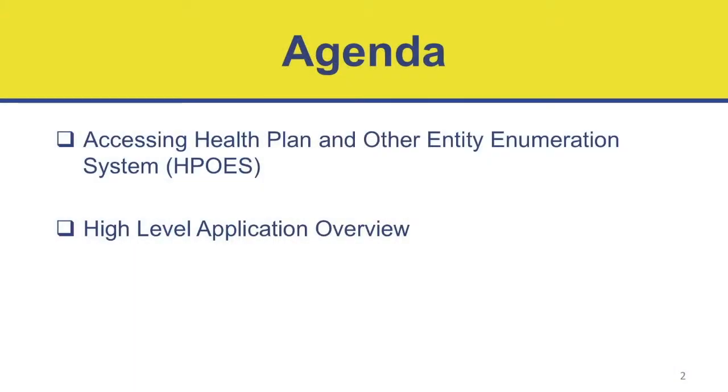My name is Kari Gar, and today we will walk through how you can obtain an Other Entity Identifier from the Health Plan and Other Entity Enumeration System, or what we call HIPPOs. If you are interested in learning more about the policy and requirements for the Other Entity Identifier and for the Health Plan Identifier, or how to apply for an HPID, please see the video presentations that are posted on the CMS HPID website. Today we will discuss how an entity can access HIPPOs, and then we will walk through the steps to obtain an OEID.